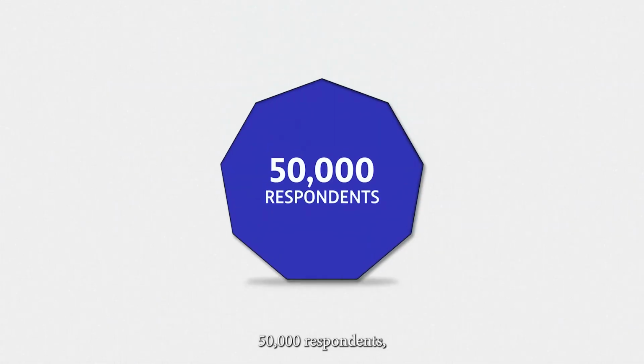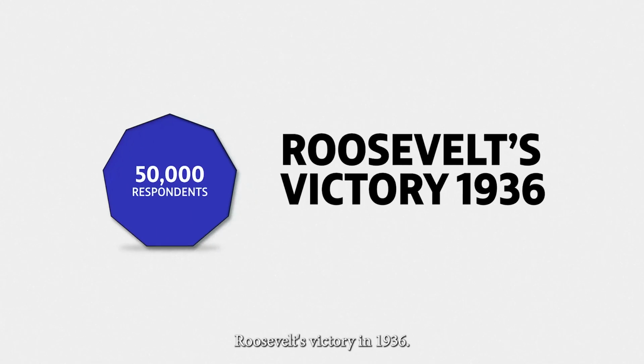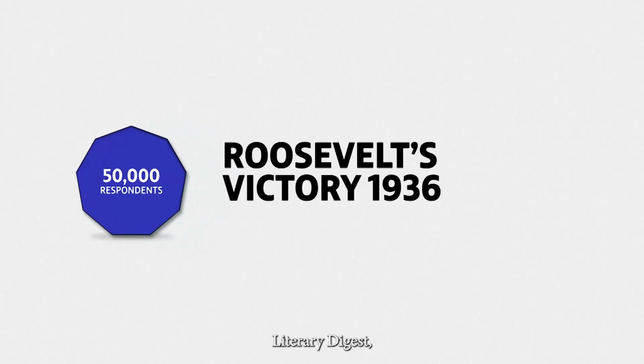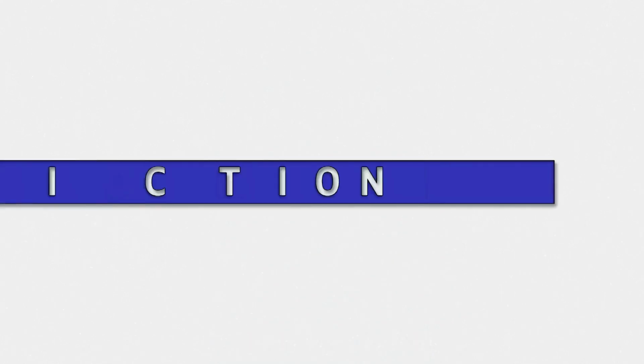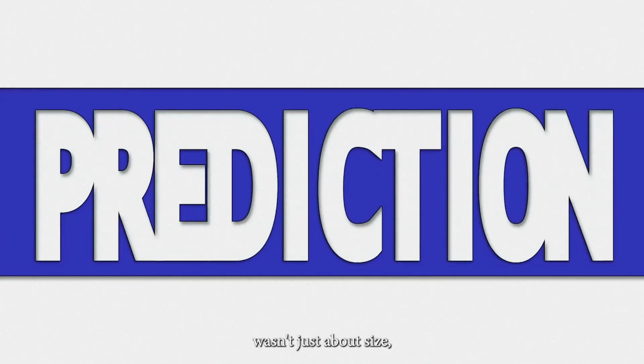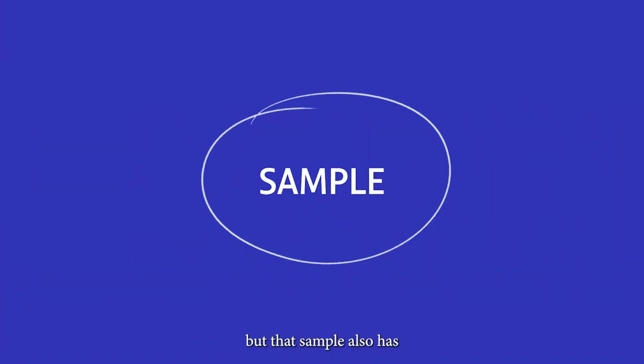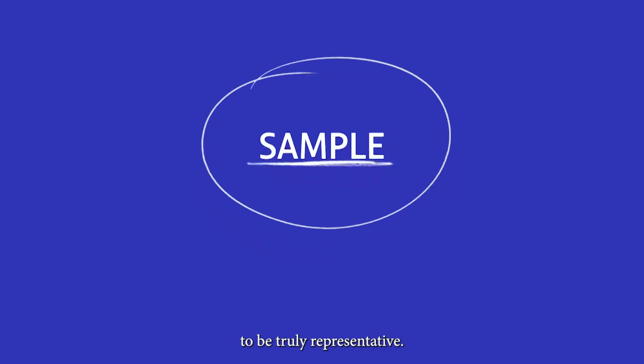Using a sample of just 50,000 respondents, he predicted Franklin Roosevelt's victory in 1936. Literary Digest, with 2 million respondents, did not. Gallup realized prediction wasn't just about size, but that a sample also has to be truly representative.